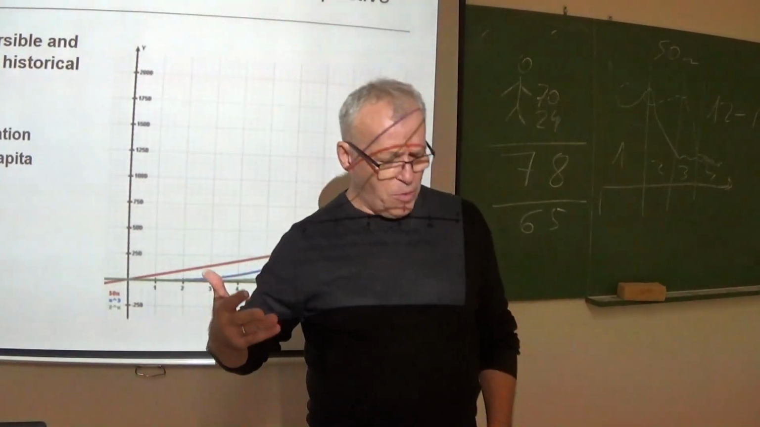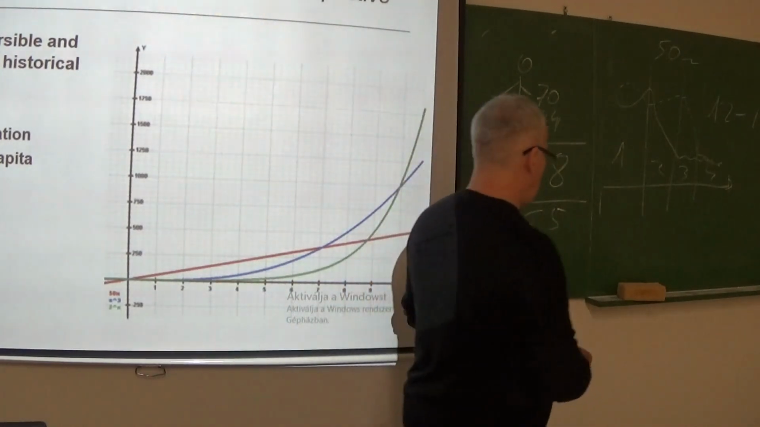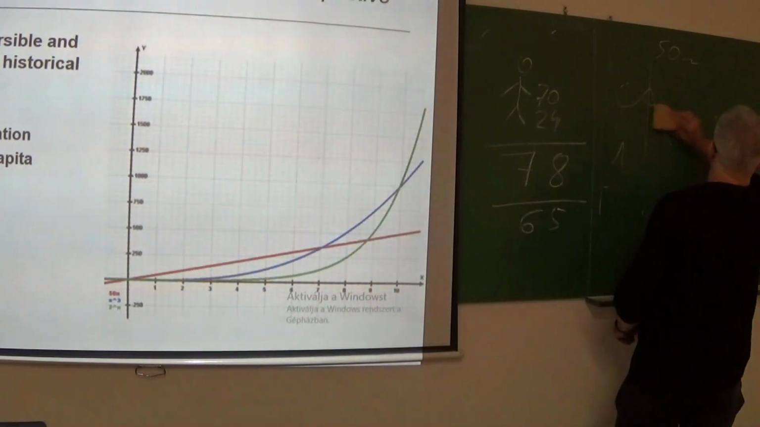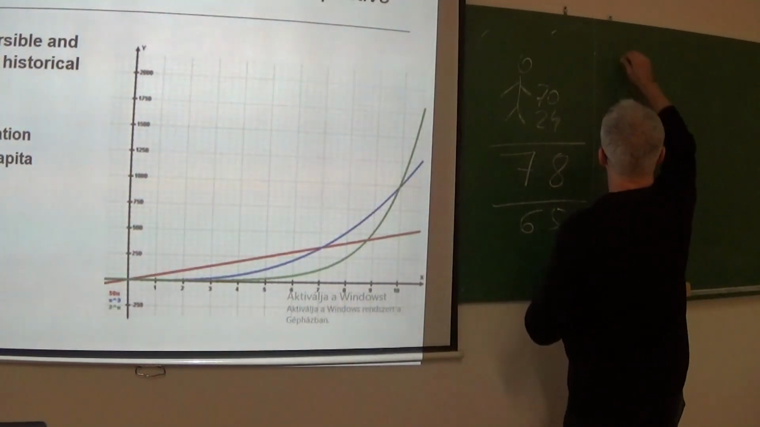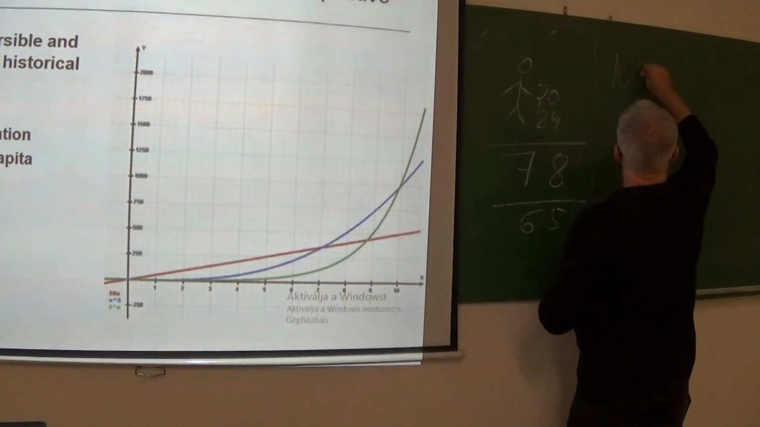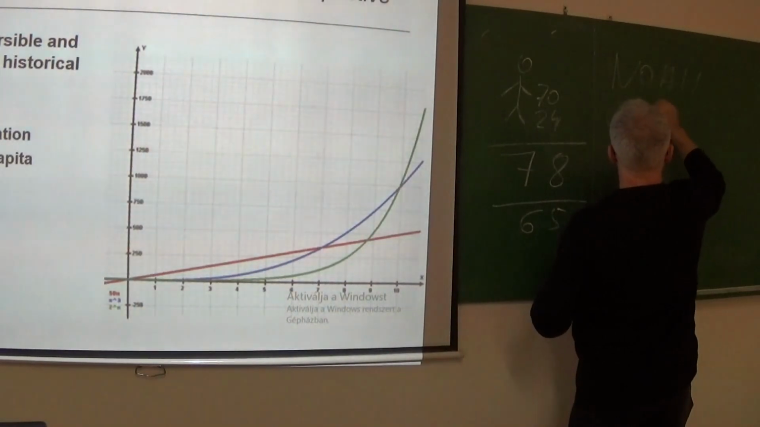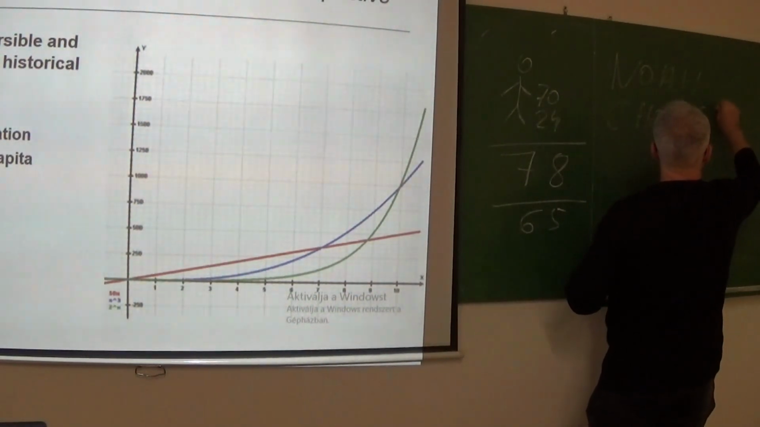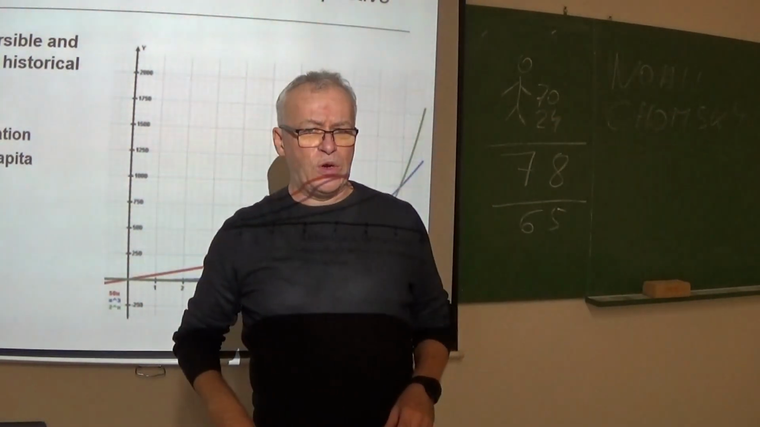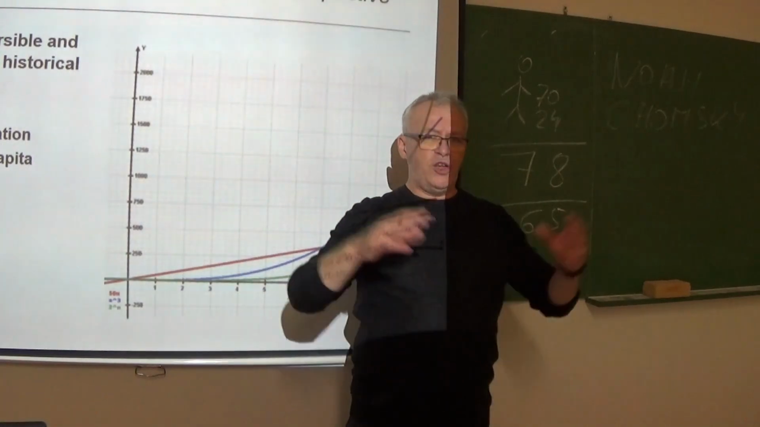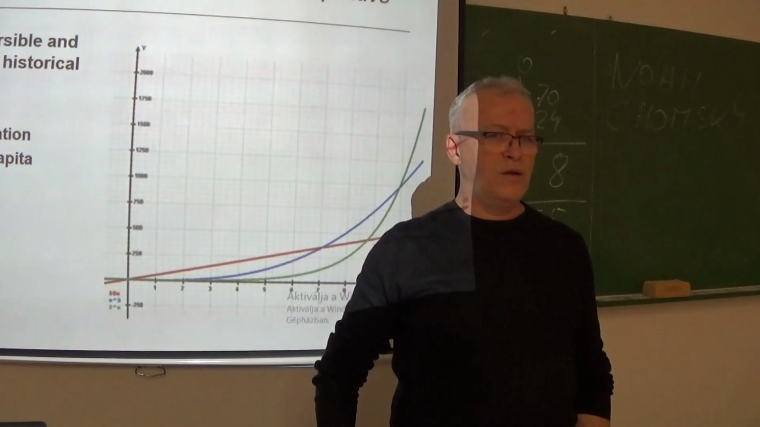You know the name Noam Chomsky? No? It's very important in this context. Noam Chomsky, a very famous American linguist. And his theory about universal grammar is a generally accepted theory. Universal grammar, nobody? No? No.